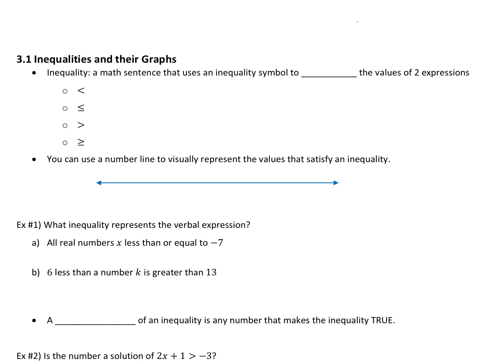All right, 3-1, inequalities and their graphs. This is going to feel a lot like what we've done so far, but instead of an equal sign, you're going to have an inequality. So less than, greater than, less than or equal to, greater than or equal to, that type of thing, okay?